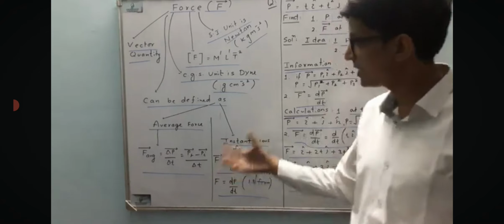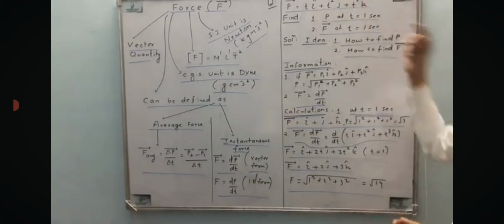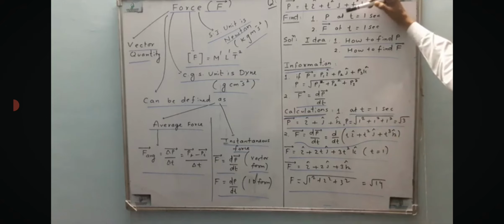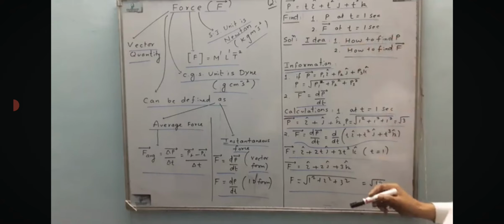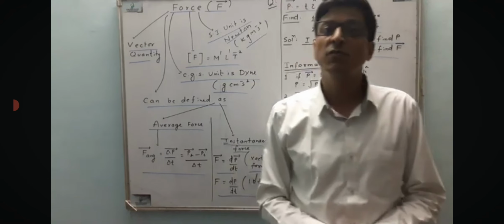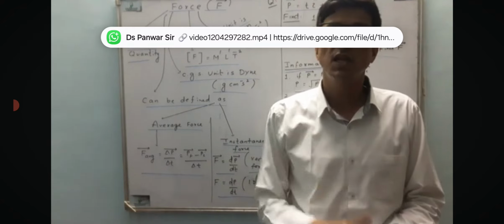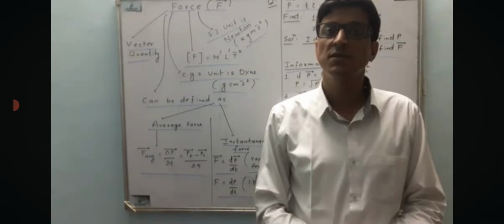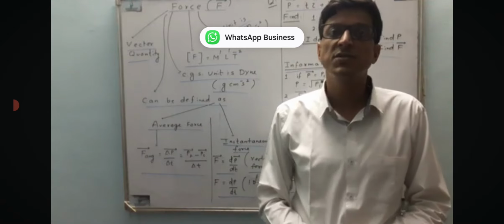Let's implement this. Suppose momentum of a particle is t i cap plus t square j cap plus t cube k cap, and you need to find first, the magnitude of momentum at t equal to 1, and second, the force at t equal to 1 second. Before solving any question, make sure your mind follows 4 steps. Try to be an expert in the 4 steps. The first step is a silent mind. The second is generate the idea. The third is retrieve information, and the fourth is calculation.